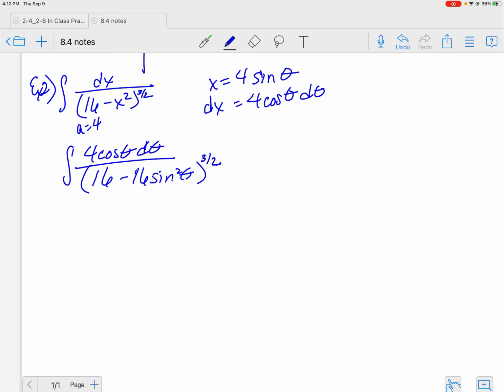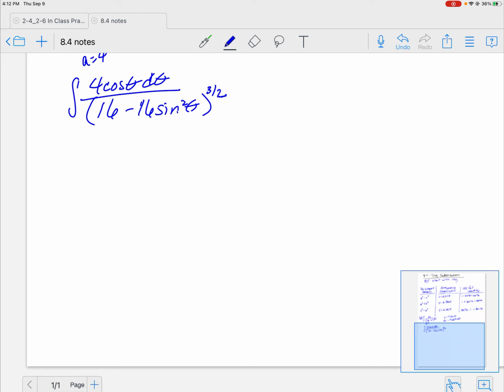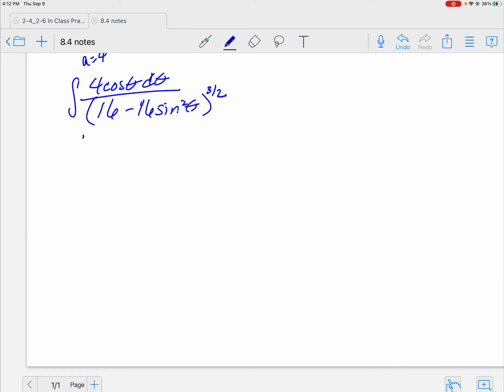Okay. Now you've just subbed it in. Now I'm doing everything in terms of theta. I've got my d theta here. Simplify this out. That's what we're doing, is simplifying this out. So I'm going to scoot this up, and I am going to bring this 4 out front. And then I have cosine theta over.